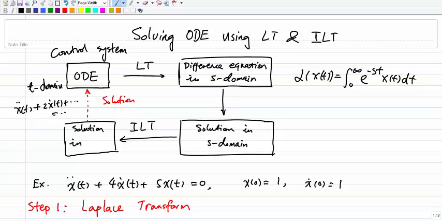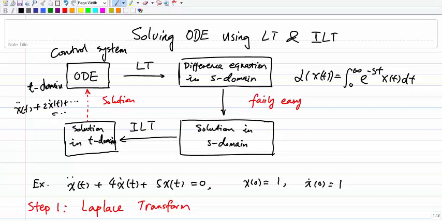A nice thing about the linear Laplace transform is we only get an algebraic equation in the s domain rather than an ODE. So I don't have derivatives anymore, and it's easy to compute the solution. Once I have that, I can find a solution in the s domain, which should be fairly easy because I don't have to solve the differential equation anymore. Then, once you find a solution in the s domain, I can use the inverse Laplace transform to find the solution in the time domain. Okay, so that's the procedure.